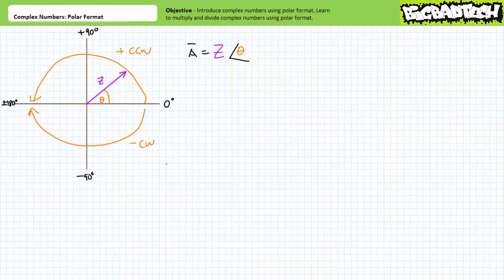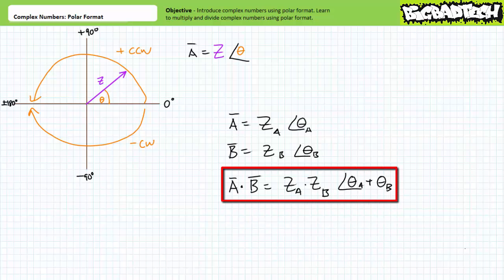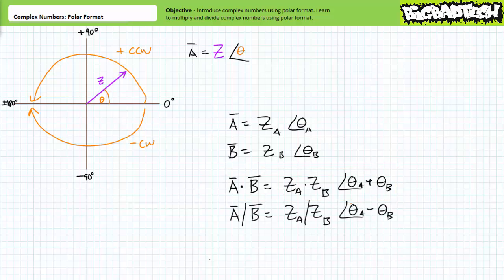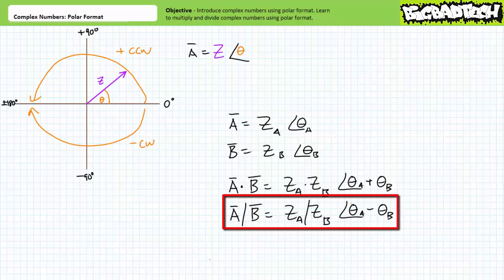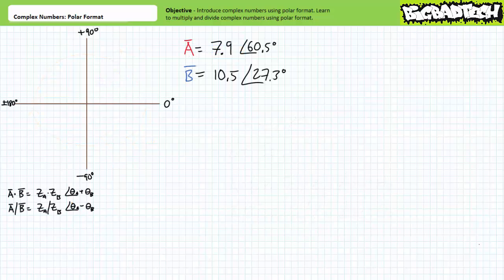Today's lecture will limit ourselves to just the act of multiplying and dividing complex numbers, a task especially well suited for polar format. To multiply a pair of complex numbers expressed using polar format, one multiplies the magnitudes and then adds the angles. To divide a pair of complex numbers expressed using polar format, one divides the magnitudes and subtracts the angles. Easy.